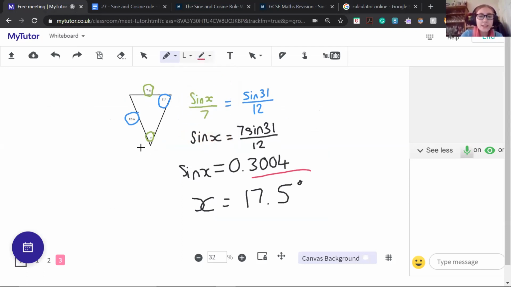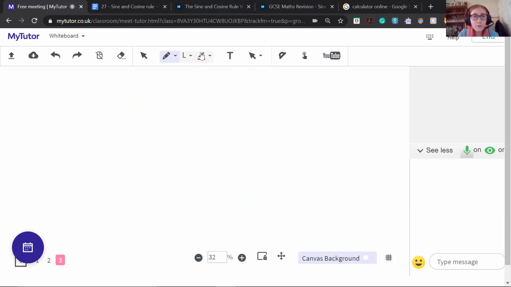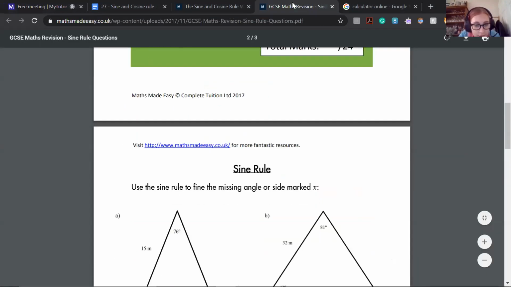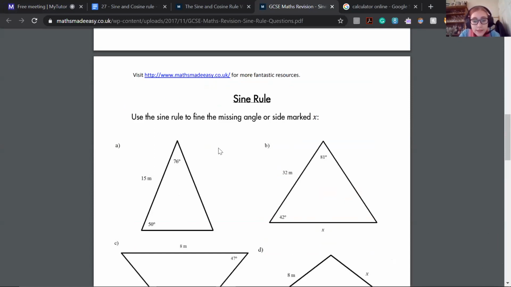So I tried to go nice and slow for that, and I guess it worked because people told me to speed up. So hopefully everyone's kind of following this now. So I'm just going to do one more example, and then we'll move on to the cosine rule. So the one more example that I want to do is one like this one.